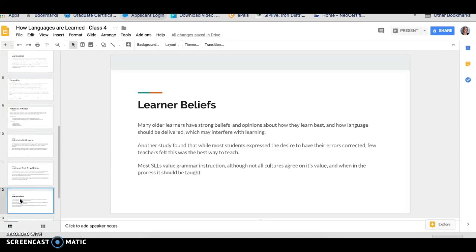So let's move forward. Learner beliefs are also important. Many older learners have strong beliefs and opinions about how they learn and how language should be delivered, and that might interfere with their learning. Another study found that while most students expressed their desire to have their errors corrected, few teachers felt that was the best way to teach, and so that created a disconnect. Many second language learners value grammar instruction, although not all cultures agree it has value. And they also don't agree on how and when that process should be taught, and that affects learning as well.